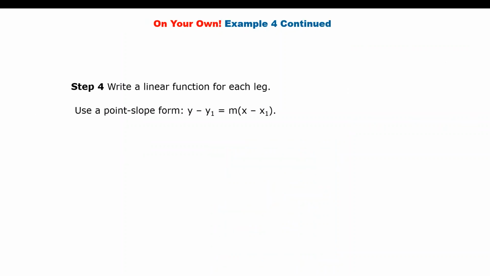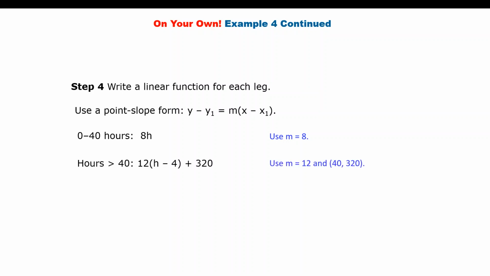And step 4, finally, we have to write a linear function for each leg. So we're going to use the point slope formula, and we'll use m, the slope is 8, because for the first 0 to 40 hours, every hour she gets $8, so that's our slope. And then after that, she's going to have $12 an hour, so that's going to be our slope for the second piece. So we can write an equation.